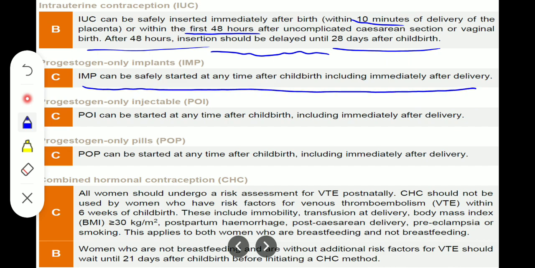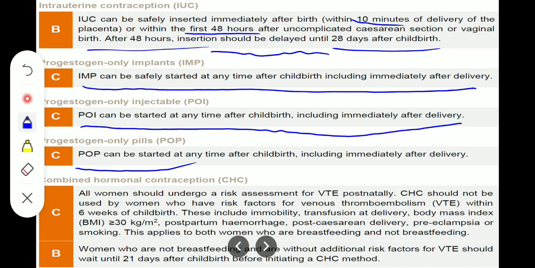So these are different methods. Progesterone only injectable can be started at any time after childbirth, including immediately after delivery. And as far as pills are concerned, these can be started at any time after childbirth, including immediately after delivery. And combined oral contraceptive pills.